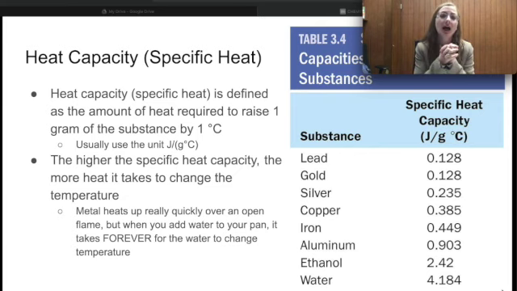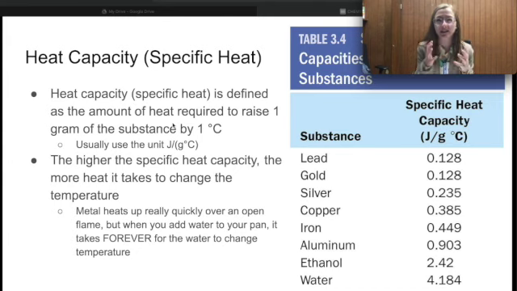So heat capacity is defined as the amount of heat, so the amount of energy you have to transfer into 1 gram of a substance to change the temperature of that substance by 1 degree, okay? So usually we measure this in joules. However, we could use any energy unit here that we wished. The point is that specific heat capacity compares an energy unit to an amount of mass and degrees Celsius. So that's kind of how it works here.